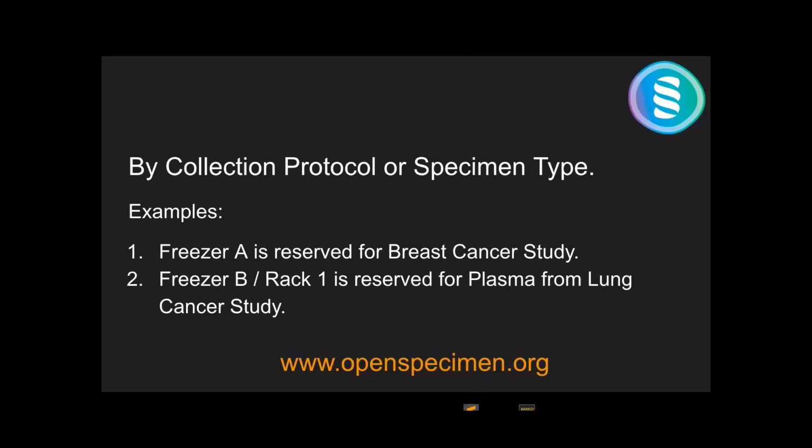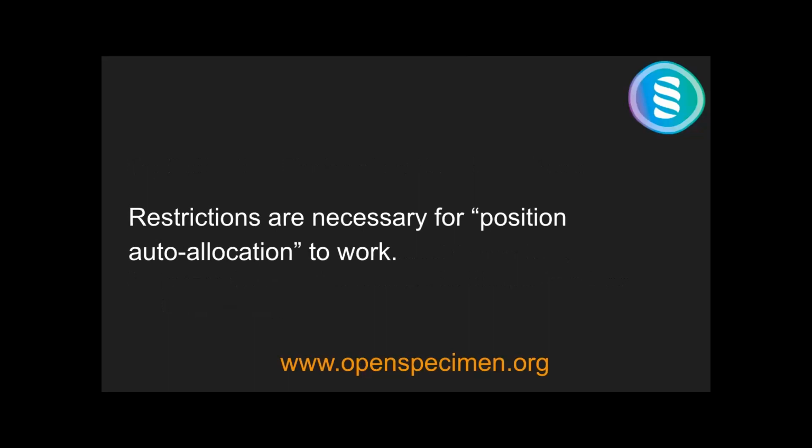Now, many times one study doesn't require one complete freezer. So in such cases, they just reserve one or other racks. They also might have 4 or 5 different types of specimens, and they will say, okay, within freezer B, rack 1 will be reserved for plasma, rack 2 will be reserved for serum, rack 3 will be reserved for buffy coat. So all such restrictions can be decided, and you can mention any such restrictions. Restrictions are necessary for position auto-allocation to work.